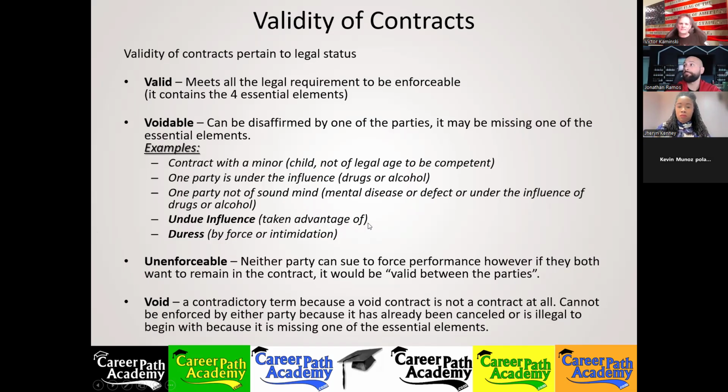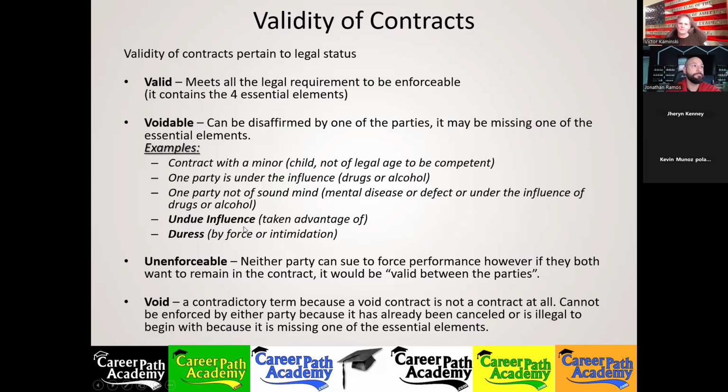Don't go to a hospital and get somebody to sign contracts when they're on their deathbed thinking they're going to die tomorrow, and then it just turns out that they had really bad gallstones. They felt like the pain was unbearable, and they feel like they're dying. I'm dying over here, I'll sign whatever, just get out of here, give me the medication. Well, that's undue influence. You took advantage of them if you get them to sign in that kind of situation. Or duress means by force or intimidation.